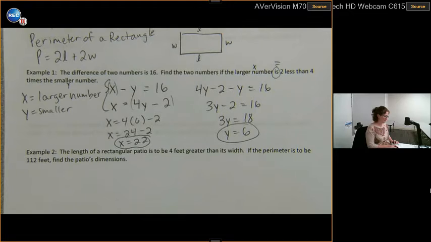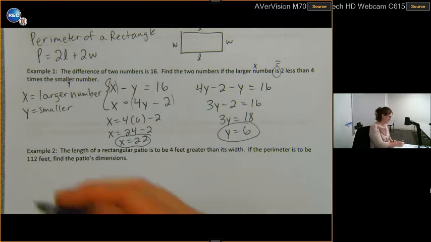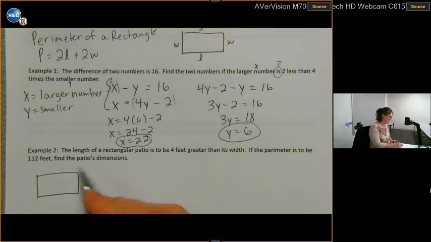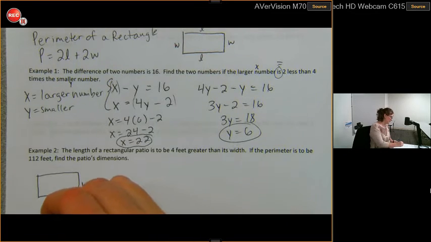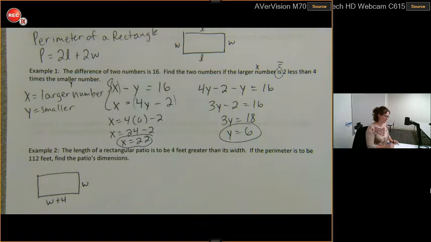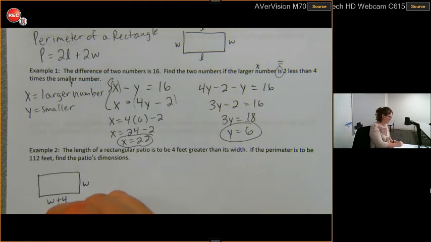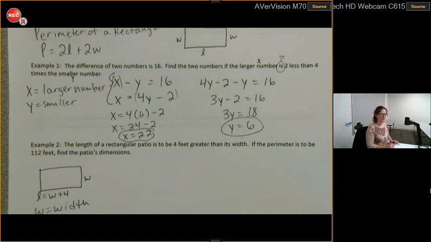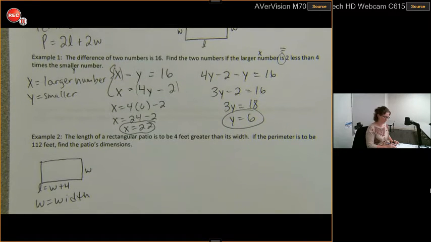Example 2 is a rectangle. So I'm going to draw a picture to go with this. It is a rectangular patio. The length is 4 feet greater than its width. So we're going to use W for the width. The length is 4 feet more than the width.